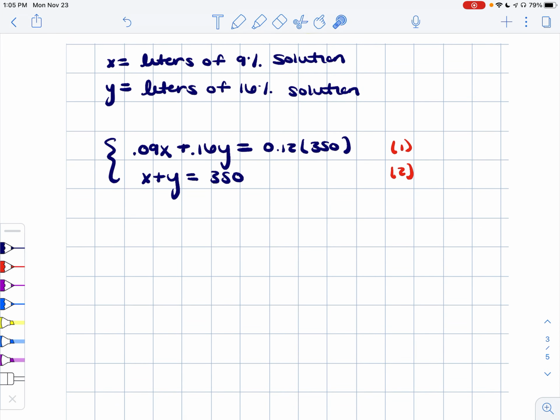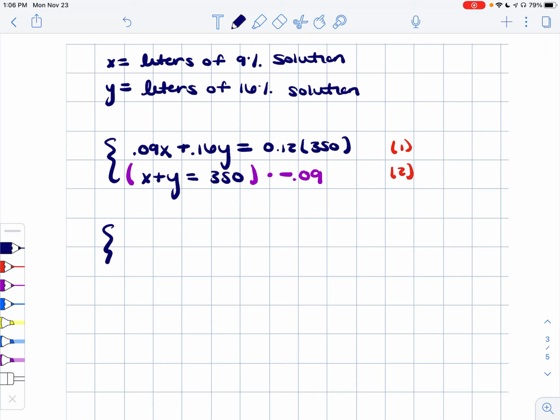If we're trying to eliminate, remember the goal here is to get either our x's or our y's so that when we add the two equations together, they'll cancel out. Looking at it right now, nothing's going to cancel, so we're going to have to do some multiplication. I'm going to focus on my x's. Looking at the top equation, we have a 0.09. If we want to eliminate the x, we would need the bottom equation to be a negative 0.09, just the exact opposite. So I'm going to multiply that bottom equation through by a negative 0.09.